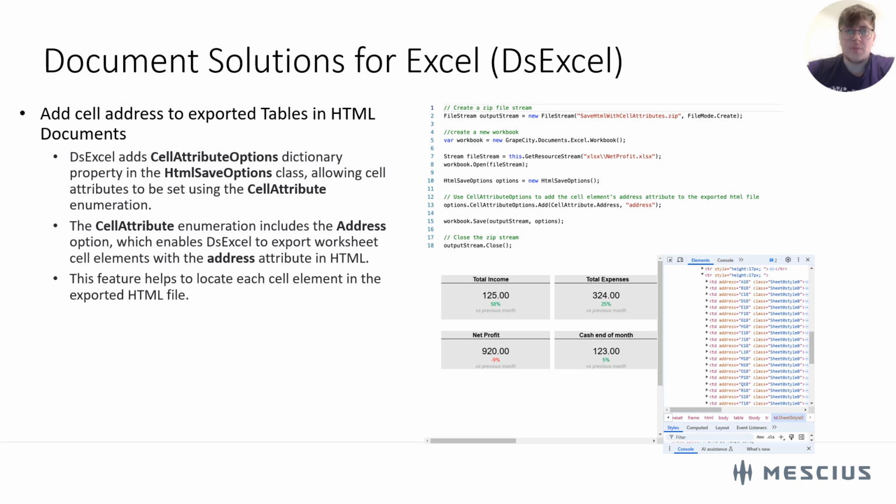After creating a new workbook object and setting it to an existing XLSX file via a file stream, we create a new instance of the HTML Save Options class on line 10. From here, on line 13, we can access cell attribute options and add the cell element's address to be included within our HTML Save Options. Lastly, we save the workbook in HTML format while applying our save options.